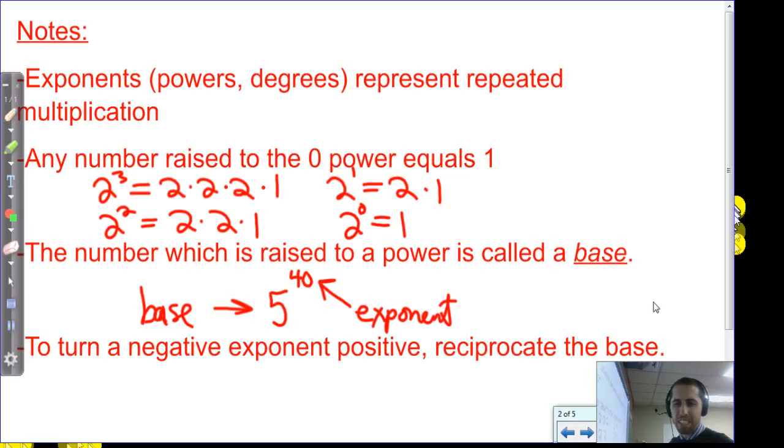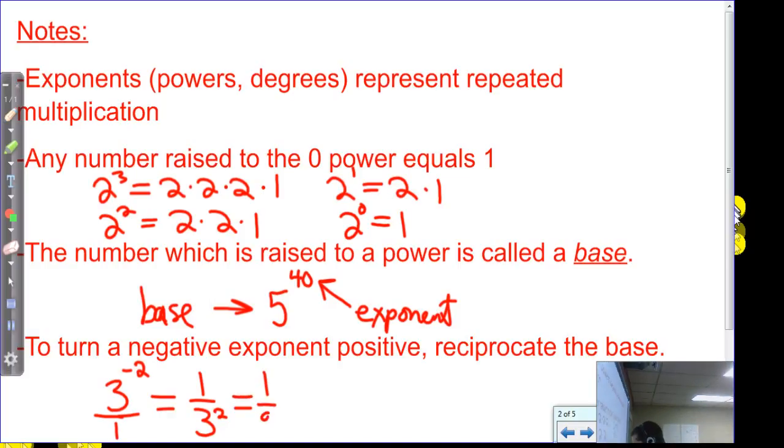So let's think about what this looks like in practice. If you have 3 to the negative second power, well, to turn that exponent positive, we can just reciprocate. We can flip this and say that this would be the 3 squared, but now it's on bottom, so we reciprocated it, and now the exponent is positive. So 3 squared is 9, so this would be 1/9.